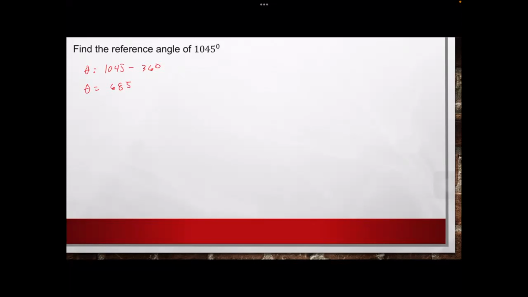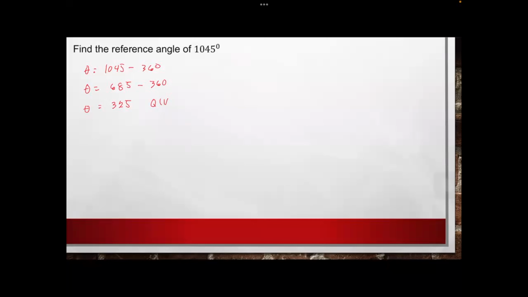Then next is, since hindi pa rin siya pasok, so minus 360 pa rin. So theta is equal to 685 minus 360, so will be 325. Pasok na ba ang 325 sa ating quadrant? Pasok na siya. Now, what quadrant is 325? 4 po. Okay, this will be quadrant 4.